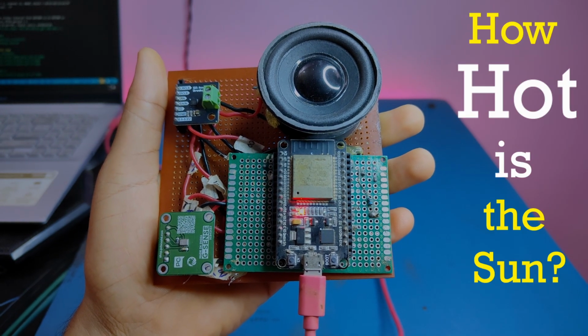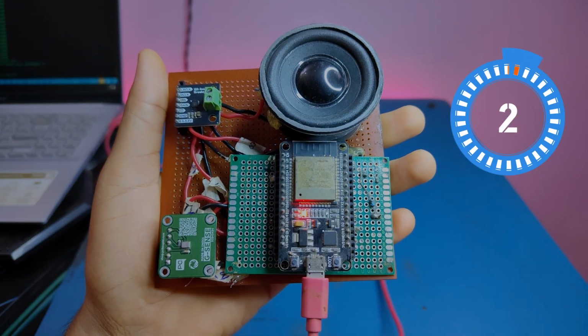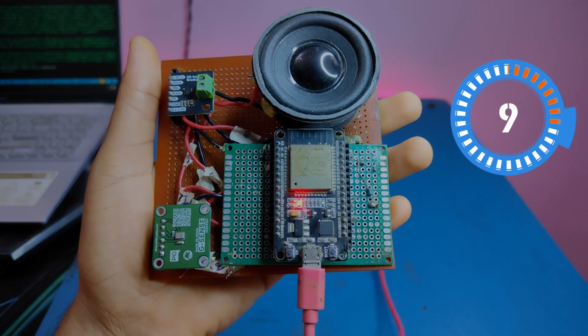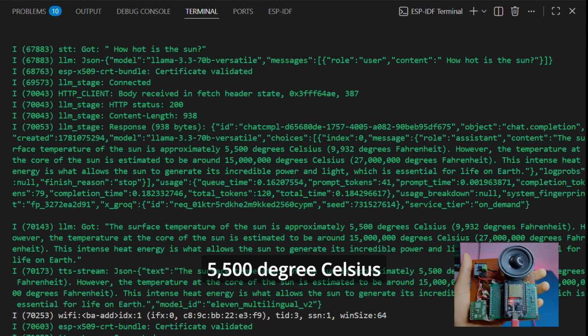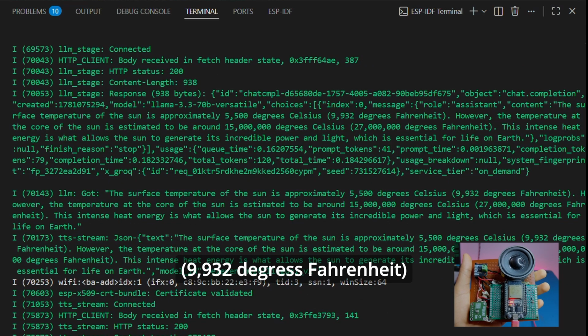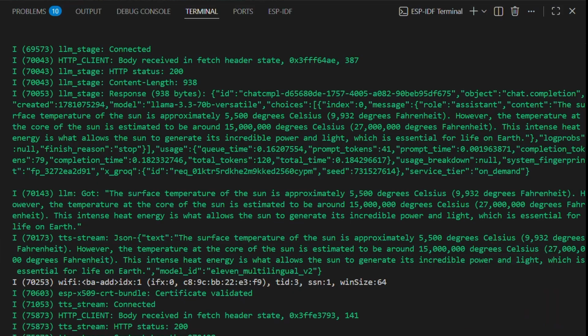Okay, Marvin. How hot is the sun? The surface temperature of the sun is approximately 3,500 degrees Celsius, 9,132 degrees Fahrenheit.